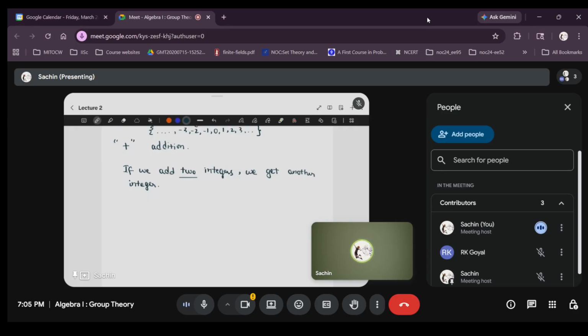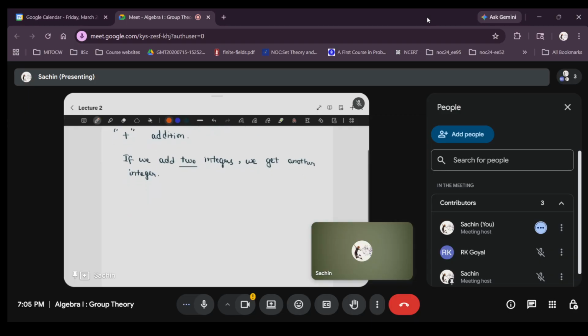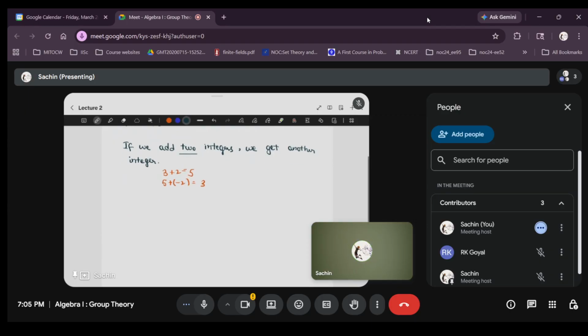That is, if you take two elements from the set Z, then their addition will be an element in the set Z. That is one important property that integers have when you look at addition. For example, 3 plus 2 is 5 and 5 plus minus 2 is 3. You always end up getting another integer.